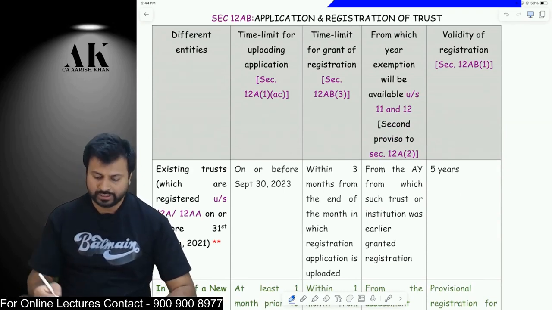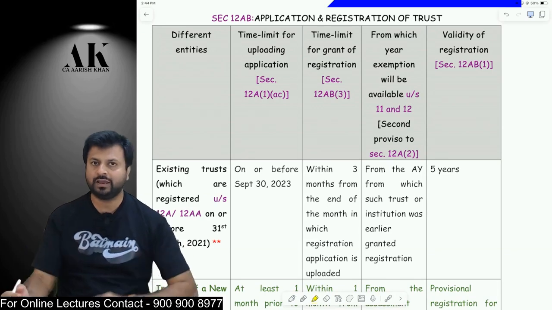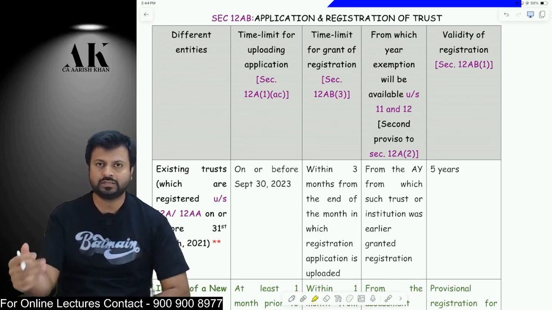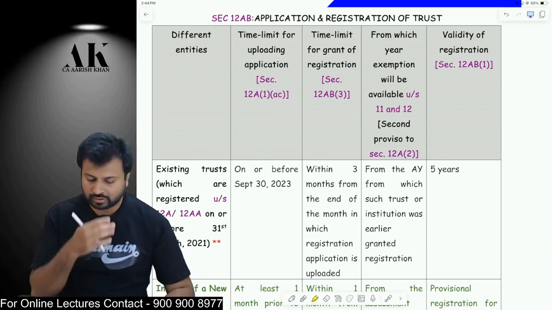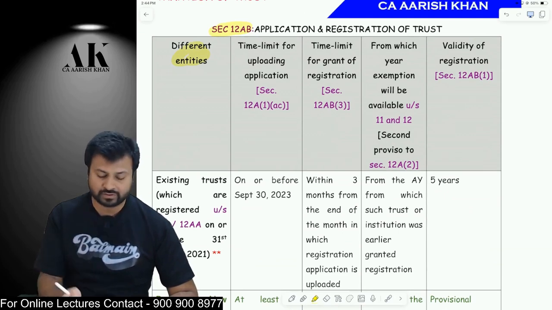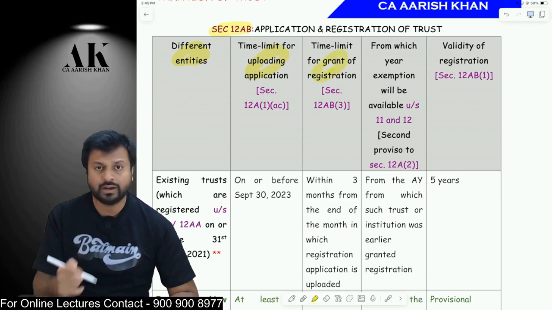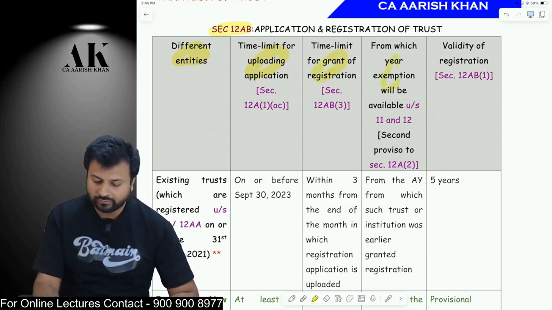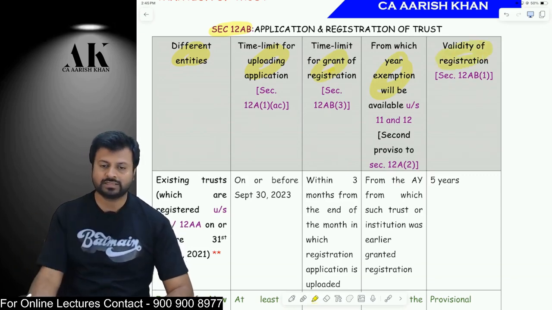Now let's move on to the next part, which talks about registration and application of trust. When a trust should apply, when a trust should get the registration, for how many years the trust will get a registration, and is there any provision of provisional registration also. Let's talk about all of them one by one under Section 12AB. First column is different entities, different categories we are going to cover. Second column, by when the application should be made. Third column, by when the registration will be granted by the government. Fourth column, from which year the exemption will be allowed to the assessee, and the fifth column, for how many years the assessee will get the exemption.